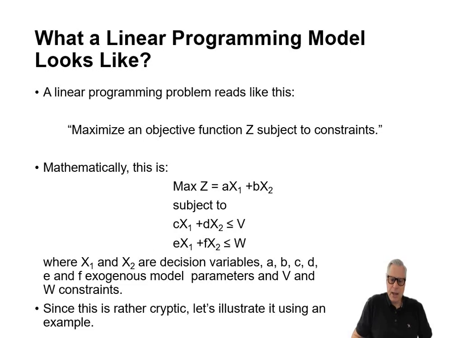So again, X1 and X2, those are decision variables. A, B, C, D, E, and F, those are exogenous model parameters like unit profits or production coefficients. And V and W are constraints.